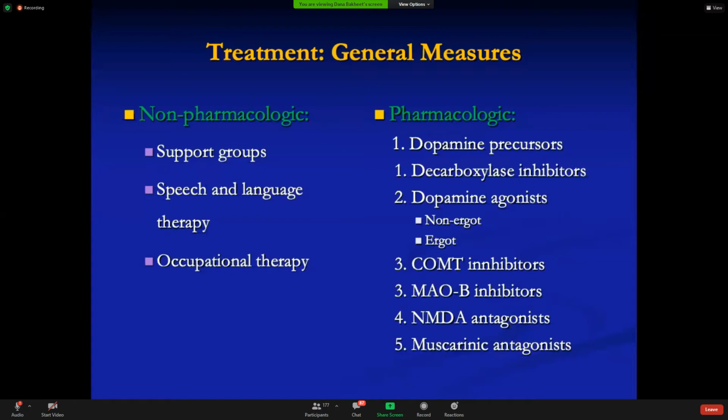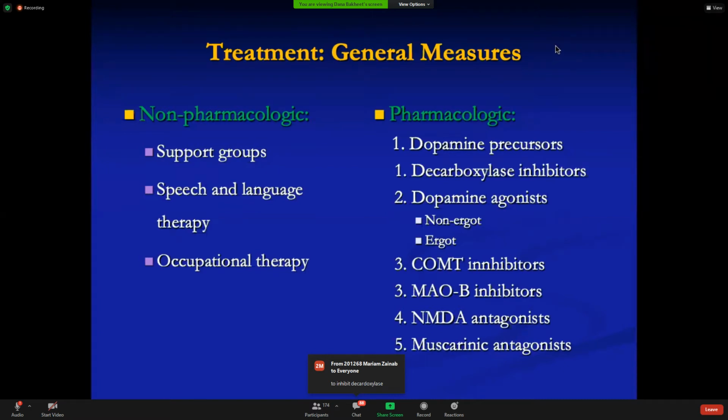Don't ask me, I will tell you how it will help to increase the dopamine, okay? And then you have the muscarinic antagonist. The non-pharmacological approaches usually need support groups, speech and language therapy, and occupational therapy.